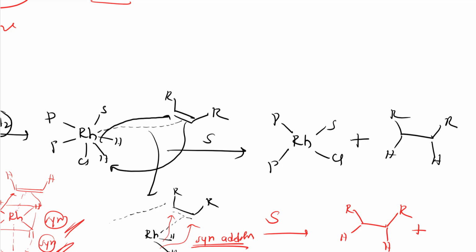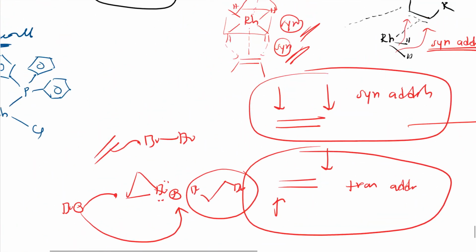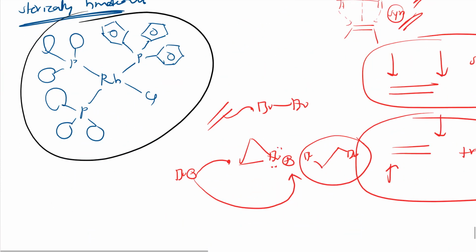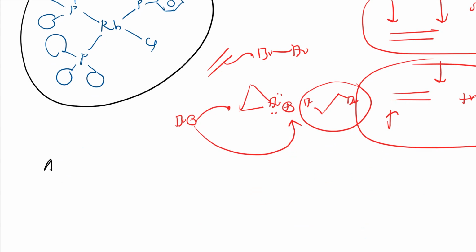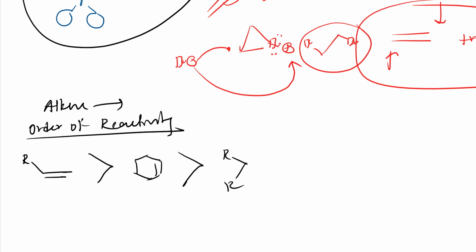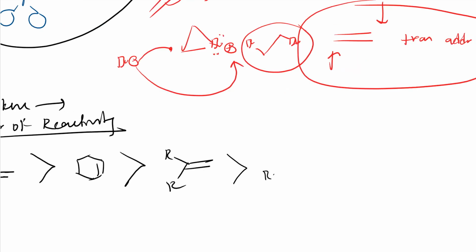And I told you about the steric hindrance. See here, this Wilkinson catalyst is sterically hindered, because of which we see the order of reactivity with different kinds of alkene. Here I have R like this, it will be very reactive compared to this one, because this one is sterically hindered. As steric hindrance keeps on increasing, the reactivity keeps on decreasing.